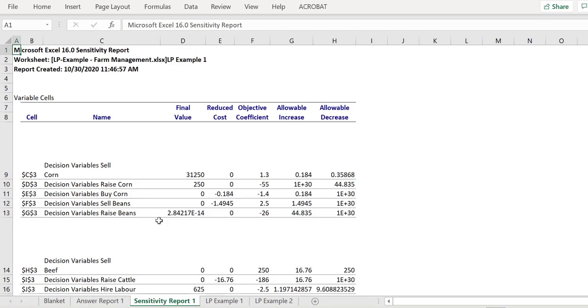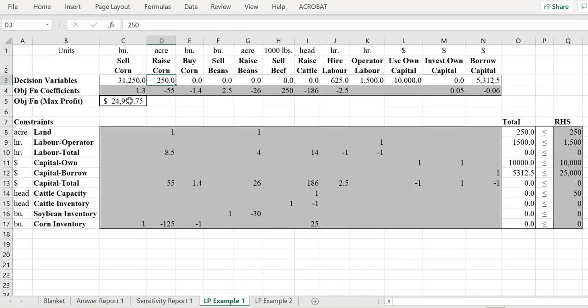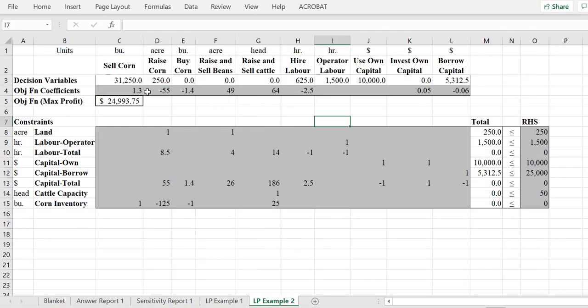We also generated a sensitivity report, but I will not explain it now. Later on I will go into the details of this sensitivity report. And I want you to pay attention to this objective function value and these decision variables here, because if we have a different setting, let's get rid of those values. So this is a different setting, and I'm just randomly putting some values here.